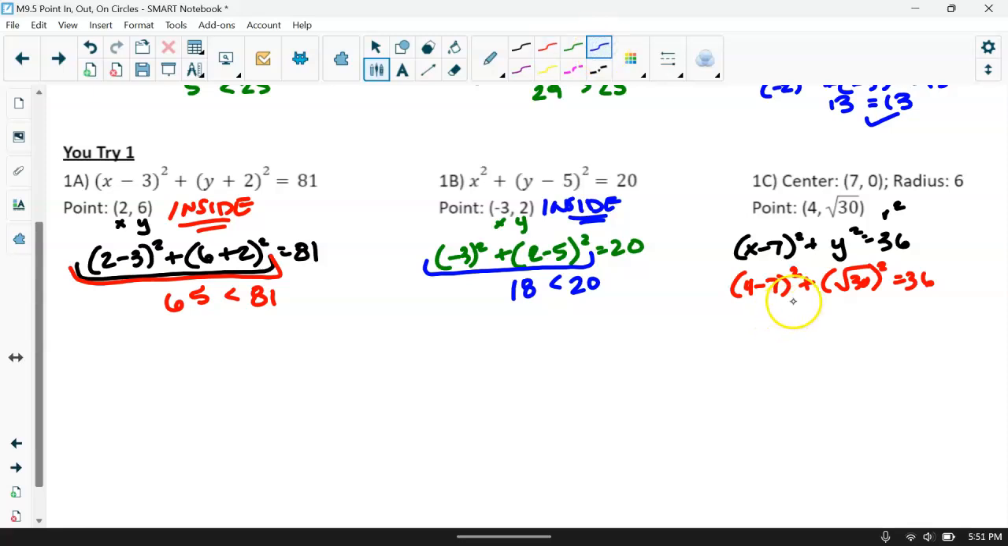So now here you end up with 39 because this is 9 plus 30. All right, so remember here, you can put that in the calculator or notice that they are inverse operations and cancel out. So here we got 39, which is not equal to 36. It is greater than 36. So that means here that this point is not on the circle because it's greater than. It is outside of the circle.